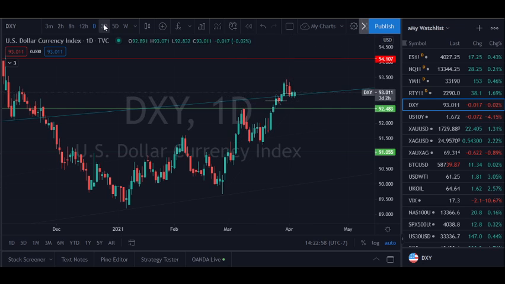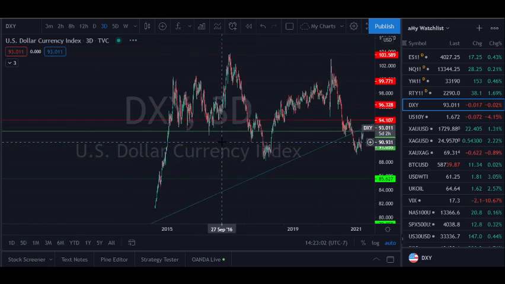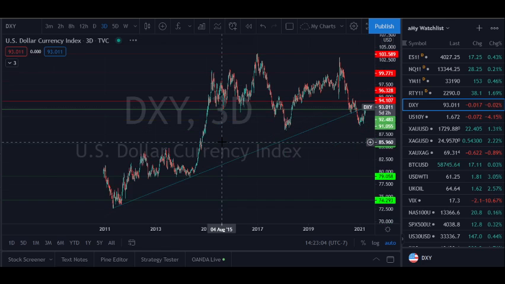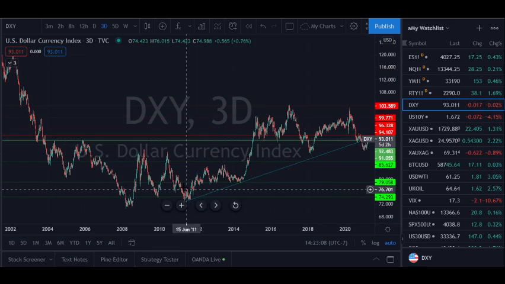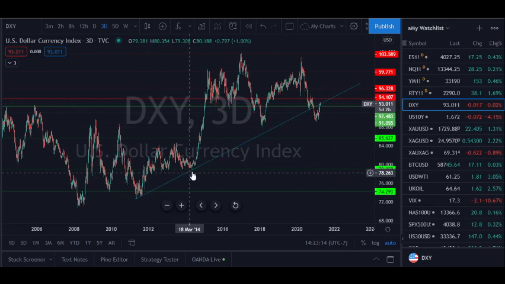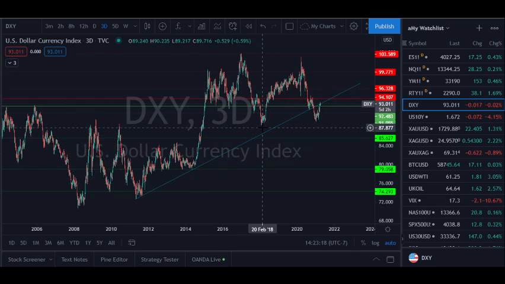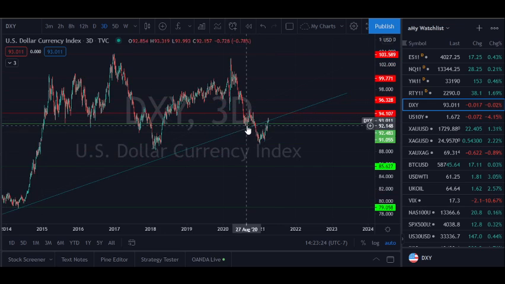So if we go to a 3-day chart, we'll pull back and we'll see how far back this trend goes. We've got this multi-year trend which goes all the way back to April of 2011. You can see that we touched here again in April 2014. We got close in 2018. We touched it and bounced off of it here in August of last year, 2020.